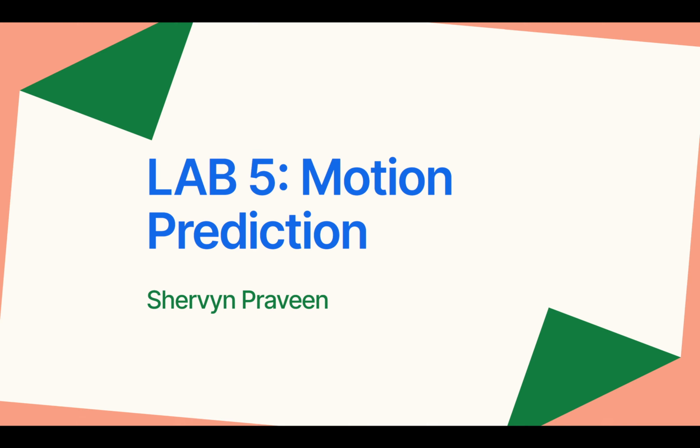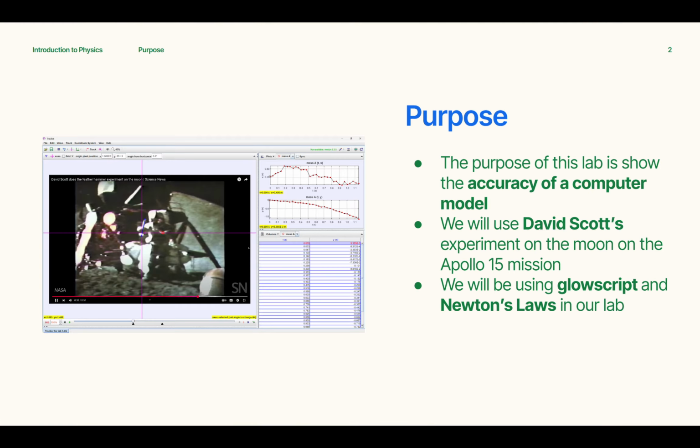Lab 5, Motion Prediction by Shervin Praveen. The purpose of this lab is to show the accuracy of a computer model. We will use David Scott's experiment on the moon on the Apollo 15 mission. We will be using GlowScript and Newton's laws in our lab.